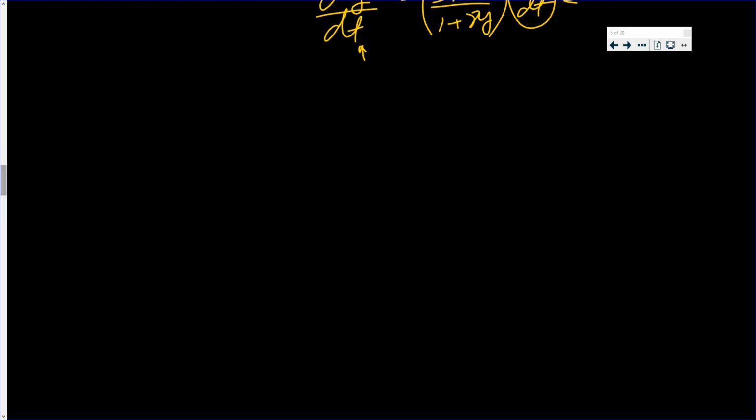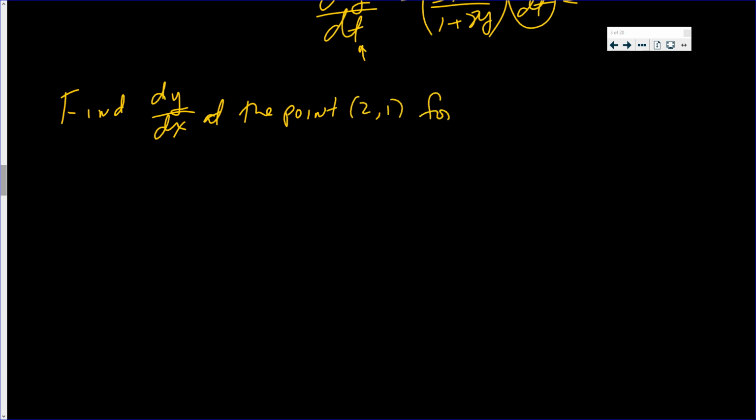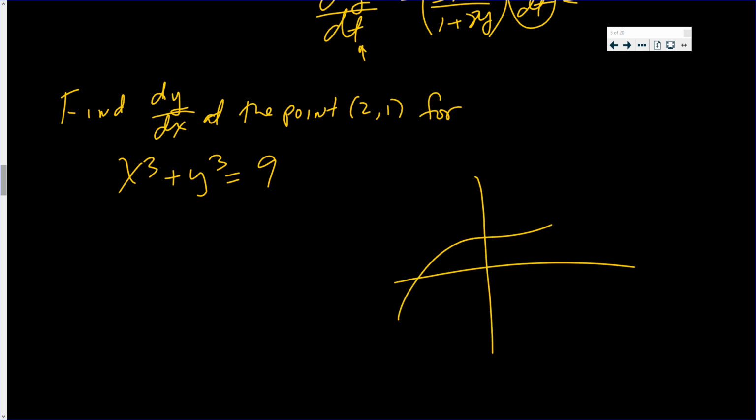Let's try something slightly different. Find dy dx at the point 2, 1 for this function. X cubed plus y cubed equals 9. Basically, we have some curve, and the point 2, 1, they're asking for the slope of that tangent line.